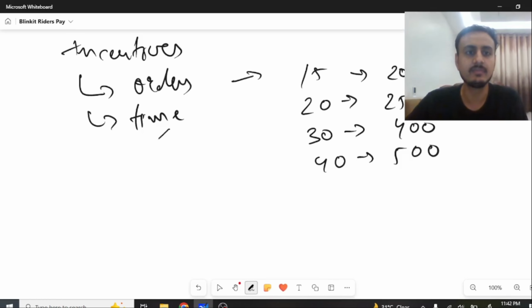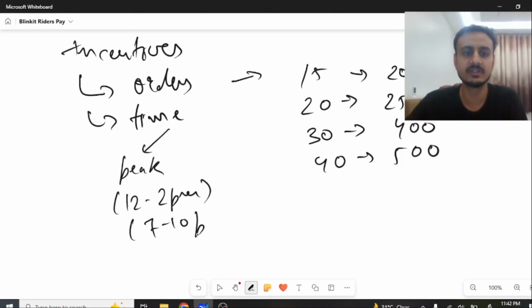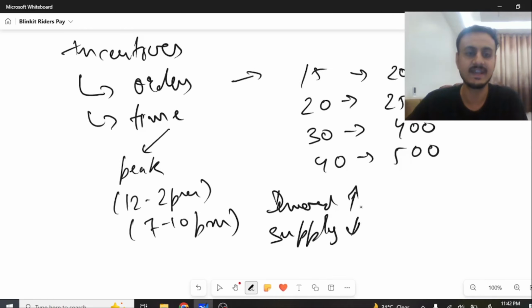Similarly, it can also be time based. So there are certain peak hours. Let's suppose 12 to 2 p.m. This is a lunch hour slot. Similarly, there is 7 to 10 p.m. This is a dinner hour slot. Ideally, the demand shoots up in such slots, but the supply of delivery riders decreases in such slots, and hence you are incentivizing them to work in such slot time so that you are able to earn more. Another way to say the same thing is that you are bribing the delivery partners to stay active during peak hours of 12 to 2 or 7 to 10, such that you are able to cater to the customer demand.